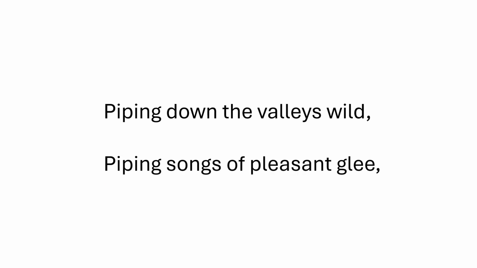So as we read this first couple of lines, you'll see: "Piping down the valleys wild, piping songs of pleasant glee." Now, as I've read that, you'll probably see that the first syllable is a stressed syllable, followed by the unstressed syllable, "piping." In the next part, "piping down the valleys wild," follows the stressed, unstressed, stressed, unstressed meter. Now the final part of the line is a single stressed syllable.